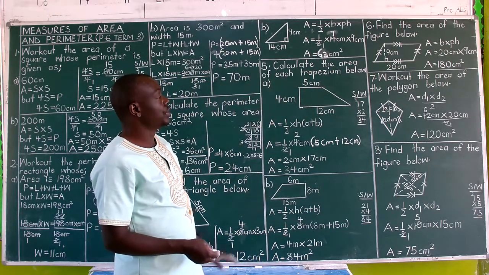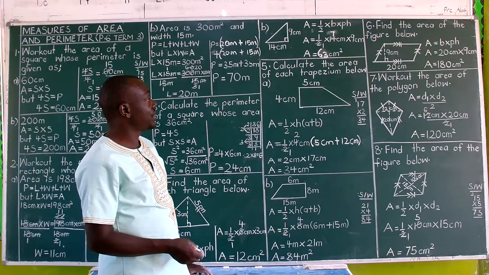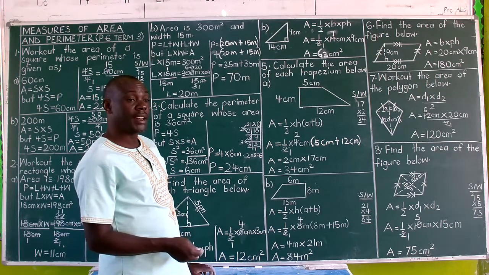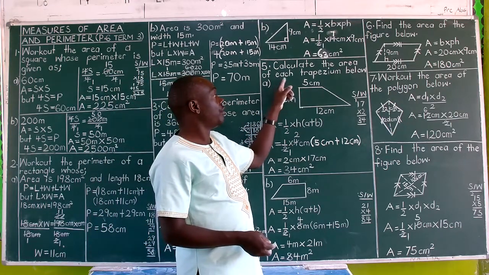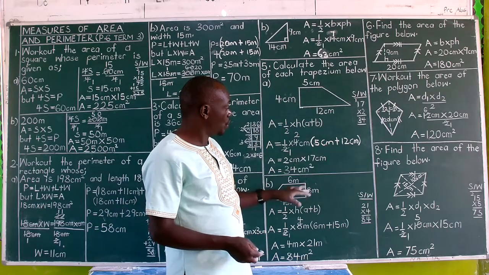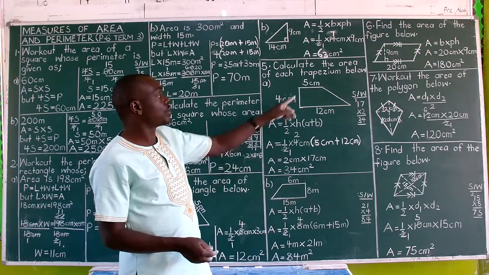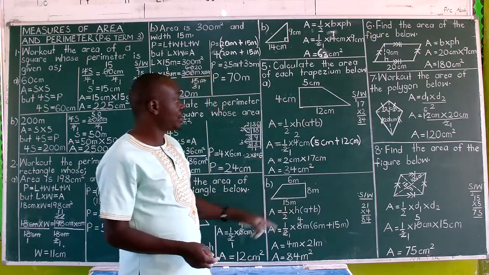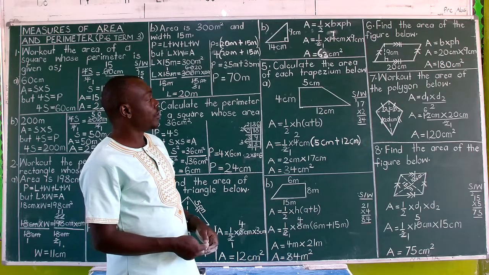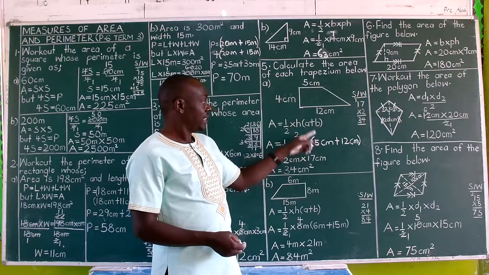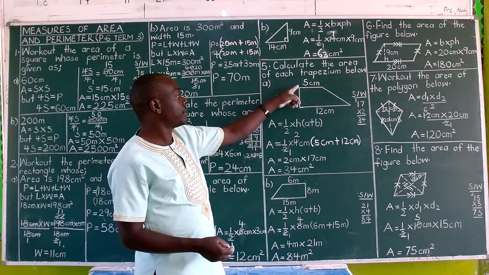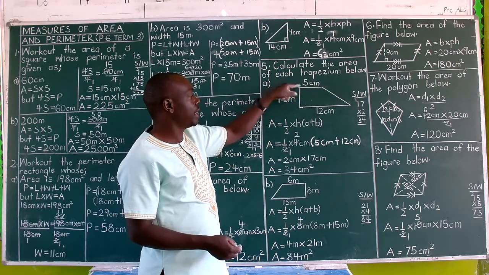Then you go to example number 5 for this particular lesson, and it's bringing another shape here where you are asked to calculate the area of each of these two trapezia. So we've got a trapezium here, and this is also a trapezium. So area of a trapezium equals a half times h into a plus b.